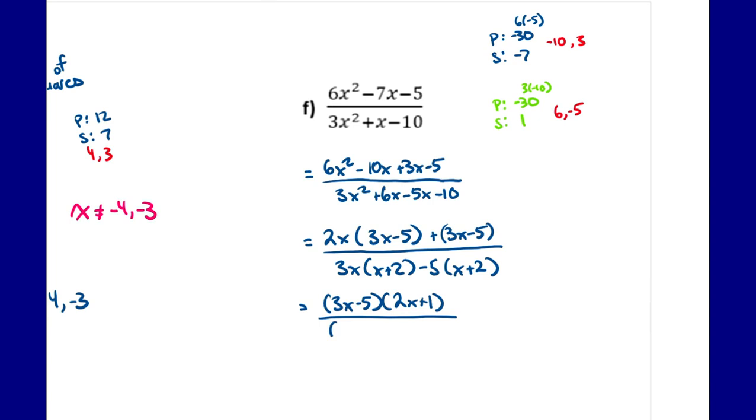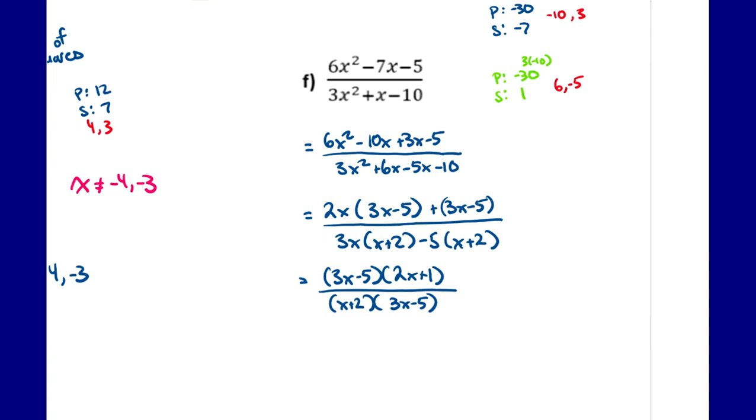In the denominator, x plus 2 and 3x minus 5. All right, now I've factored everything as much as possible. Looking at it now, I see some restrictions that could come into play. I see factors on the bottom. It's a lot easier now.